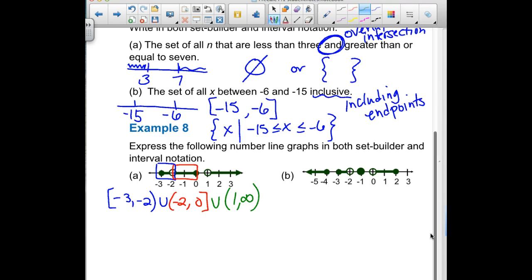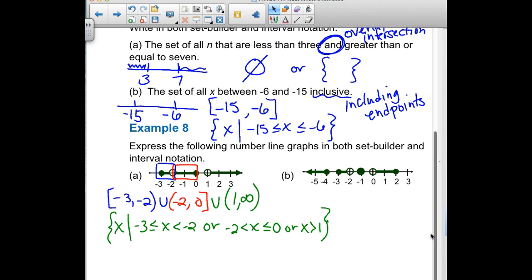Set builder notation. x such that, now our first one, we say negative 3 is less than or equal to x, and x is less than negative 2. Or negative 2 is less than x, and x is less than or equal to 0. Or x has to be bigger than 1. Okay, so pause the video for a minute and try the last example here.